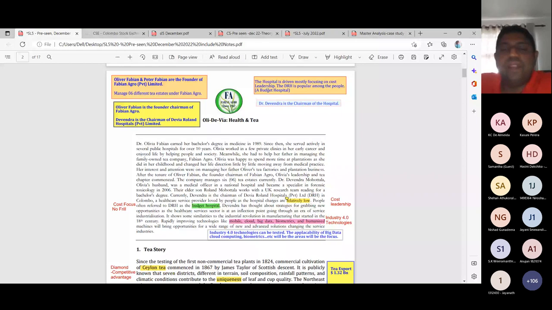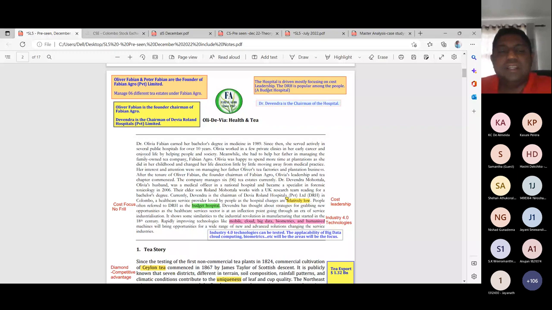Olivia was happy to spend more time at plantations as she did in her childhood. So she's always happy to spend time in plantations. When she was a child also, she had similar behavior and changed her life direction little by little, moving away from medical practice, right? Now she wants to change her profession a little bit. At the moment she is practicing medicine, but now she wants to be more involved in the plantations. Her interests and attention were on managing her father's tea factories.